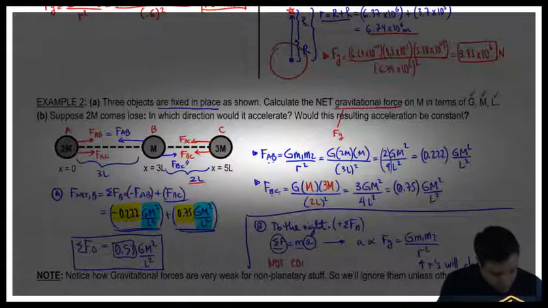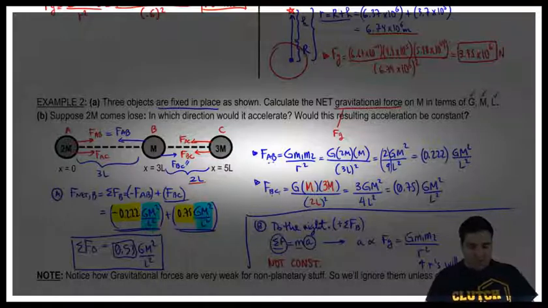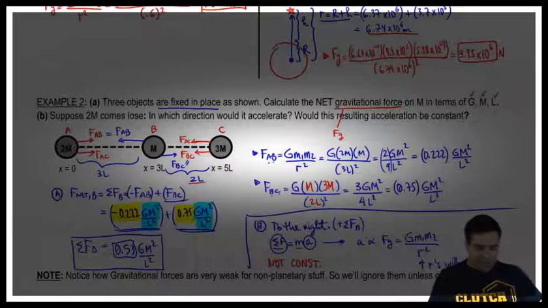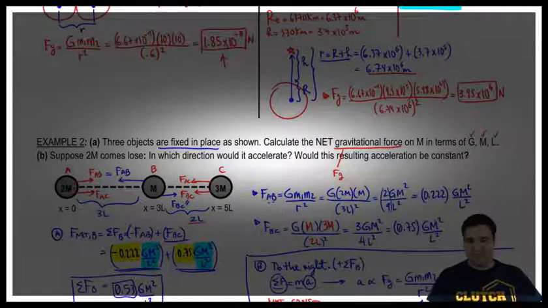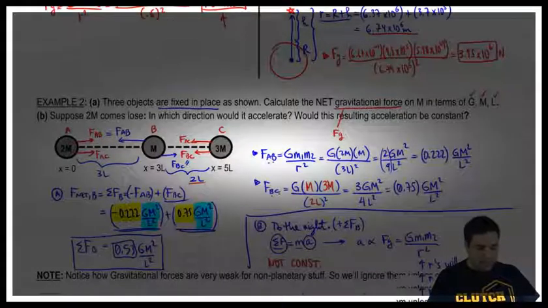Not constant. Okay. The last point I have to make here, and I briefly mentioned this earlier, is notice how gravitational forces are very weak for non-planetary stuff. We did it here, and we got 1.85 times 10 to the negative 8. That's nothing. So basically, the idea is that we're going to ignore these forces unless otherwise stated.